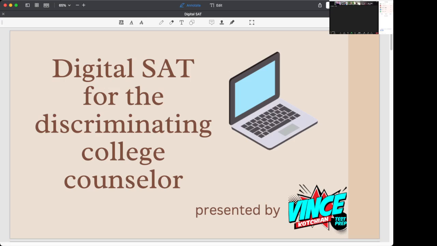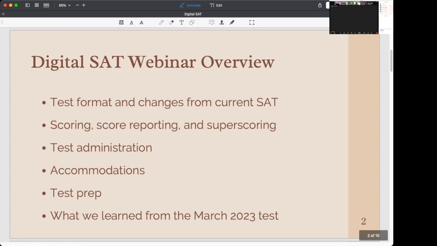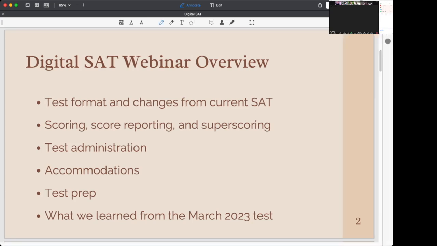astrophysics. So digital SAT. The basic premise of what we're going to do is we're going to first talk about format and changes. We'll go into some scoring and score reporting just to see if anything has changed there. And then in terms of super scoring, we'll talk about the test administration, what it's going to be like for students who actually have to take the test, how accommodations work, if anything has changed there. And then, like I said before, test prep and what we learned. So this won't take too long.